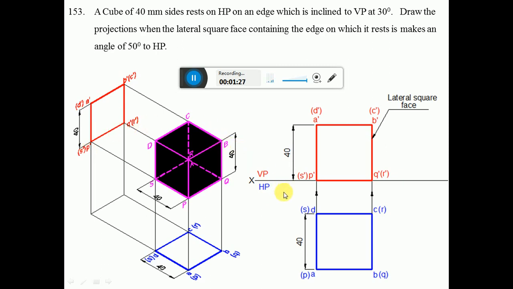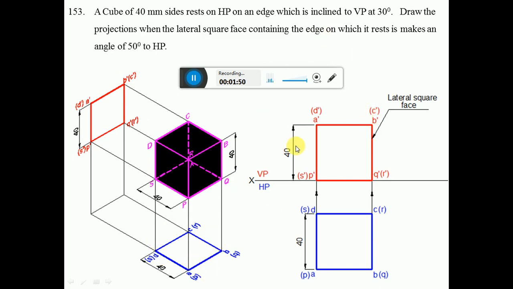And when you look from the front view, C and D, R and S, so C dash and D dash, R dash and S dash become invisible. From the front view, we can see the height of the cube here. So here also you are going to get a square, and here also you are going to get a square.